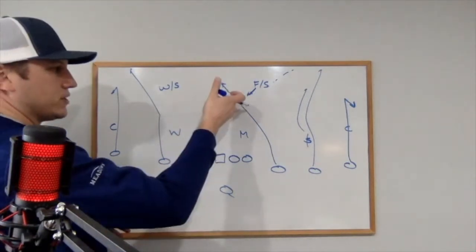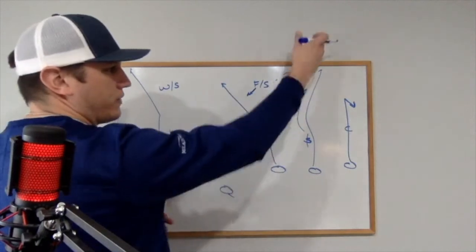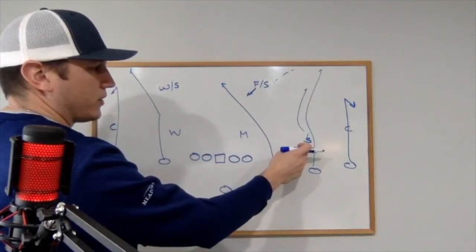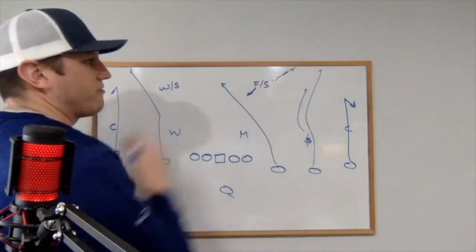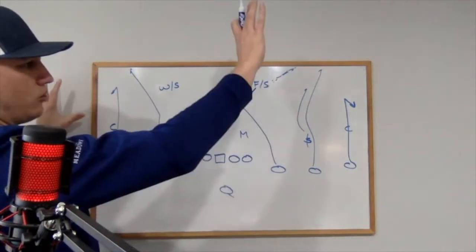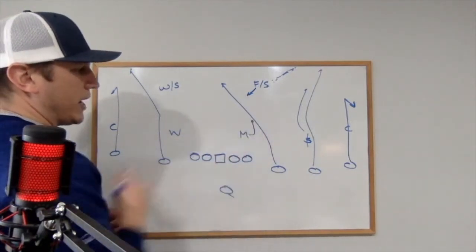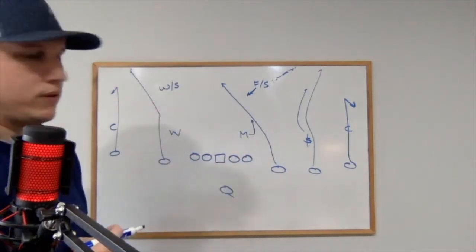So if he jumps the 3, then we feel like we can get over the top with the corner who's got the apex defender right here on top of him. If he plays his deep half and widens out with the corners like we want him to, then it's all about him and the Mike, and we think we can beat the Mike down the middle of the field.